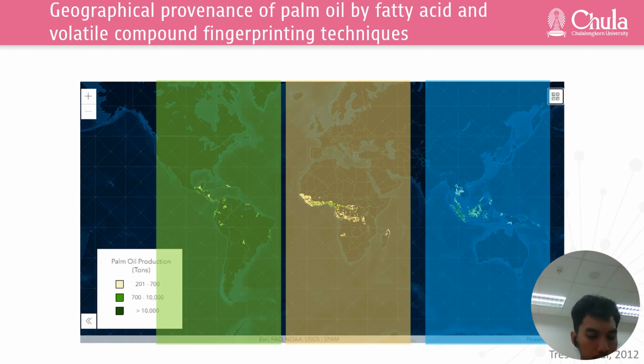Now in 2012, Trash et al. did a study about the application of fatty acid and VOC, or volatile organic compound, fingerprinting in combination with chemometrics to determine the origin of samples. They collected about 94 samples of crude palm oil from 3 continents: Africa, South America, and Southeast Asia.